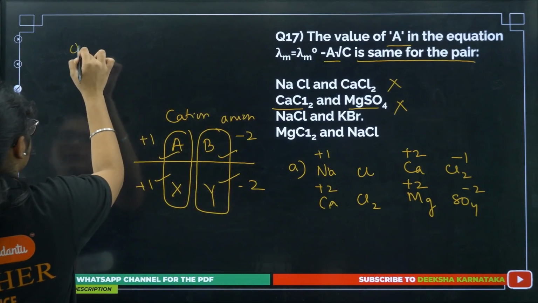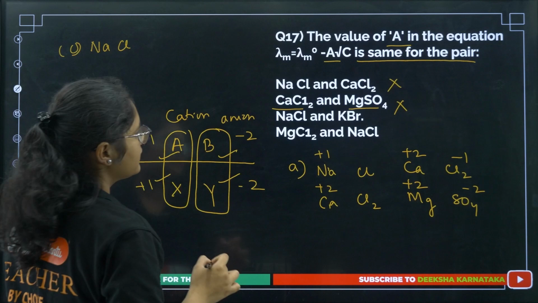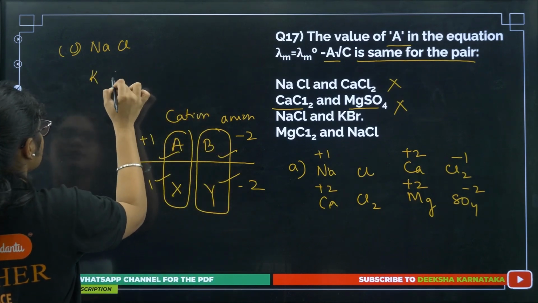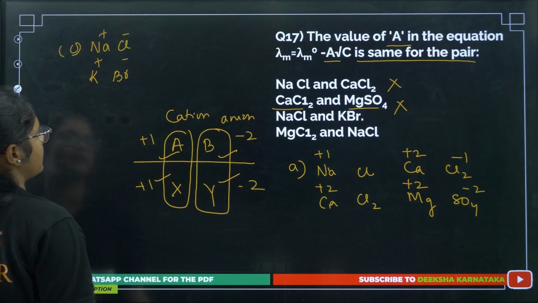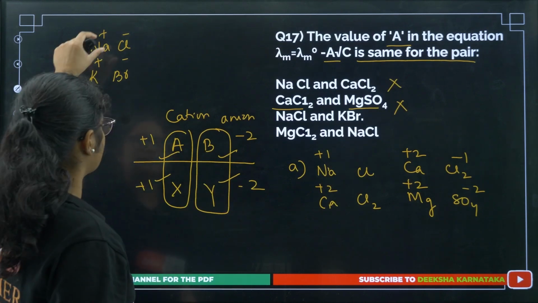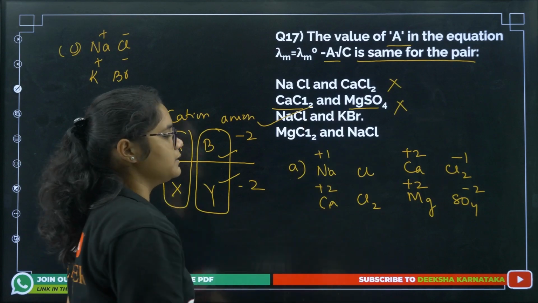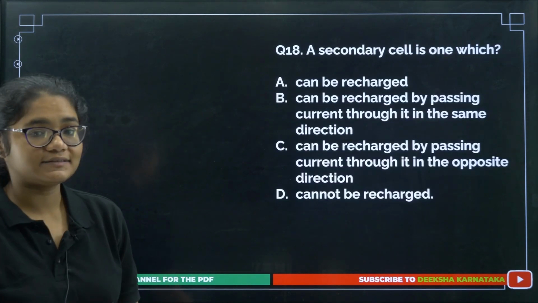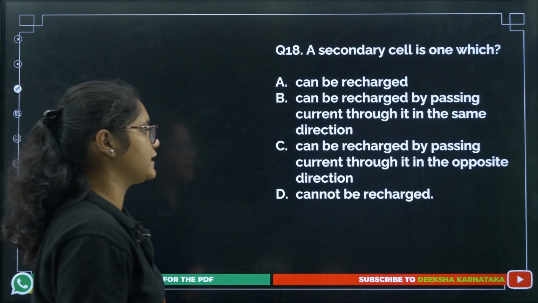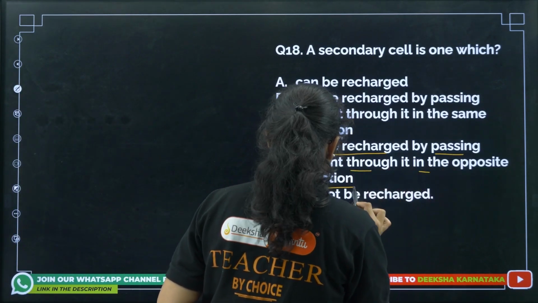Now if you see option number C, we have NaCl and we have KBr, right? So here also plus 1, here also plus 1, here minus 1, here minus 1, right? Cation charges are matching, anion charges are also matching. So the correct answer here will be option number C. Okay. Next question. A secondary cell is one in which? So in a secondary cell what happens? It can be recharged by passing the current in the opposite direction.